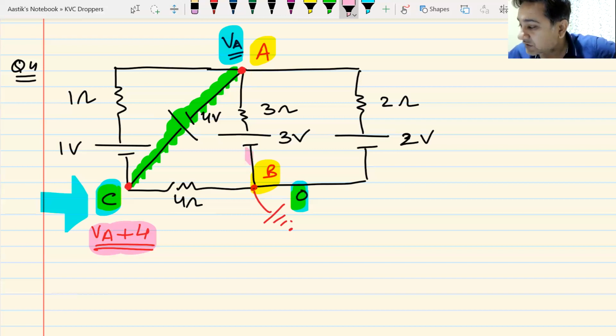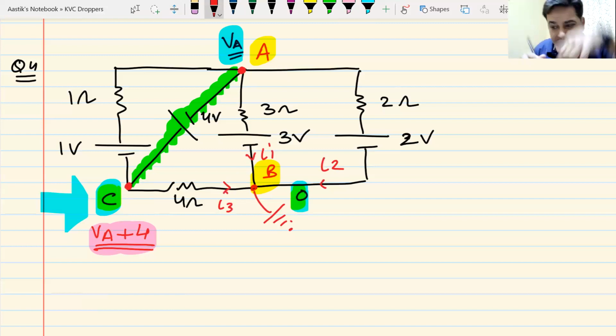Let me call this current I1, this current I2, and this current I3, all coming in. They can all go out, they can all come in, doesn't matter. Now again, I know I1 plus I2 plus I3 has to be 0. Yes or no? Yes, sir.